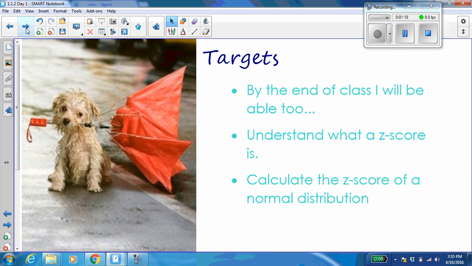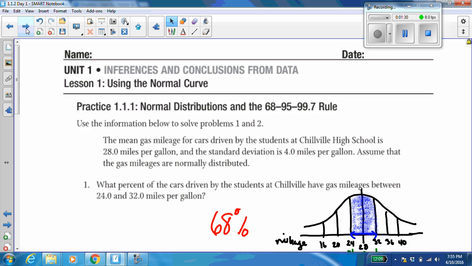So our objectives for today, by the end of class, you should be able to understand what a z-score is, as well as calculate the z-score of a normal distribution. So if you want to go ahead at this point, take out your homework from last night, and let's go ahead, check our answers.